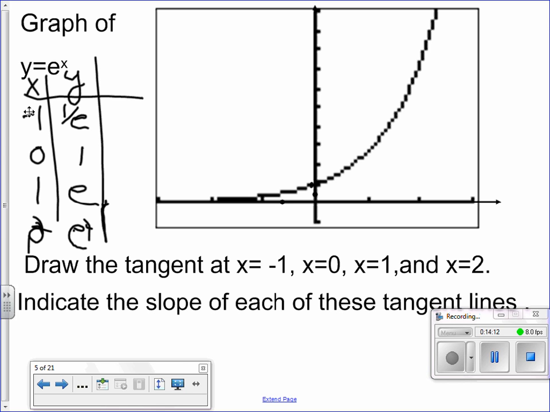All right, now I want to figure out the derivative at each of these points. Now we know each of these points on this graph. I want to know what the derivative is. That is the slope, the derivative. So when the x coordinate is -1, the y coordinate is 1 over e. How do we get the derivative? It's the same thing. So the slope is the same as the y coordinate.